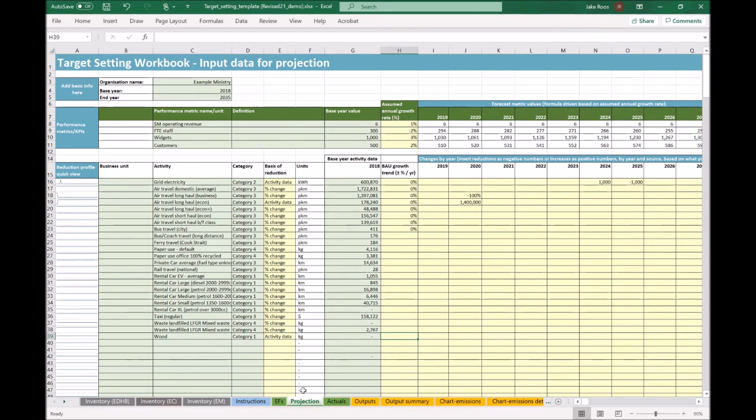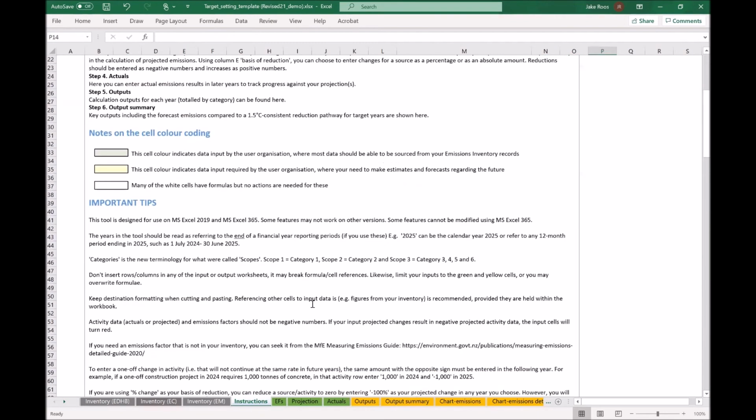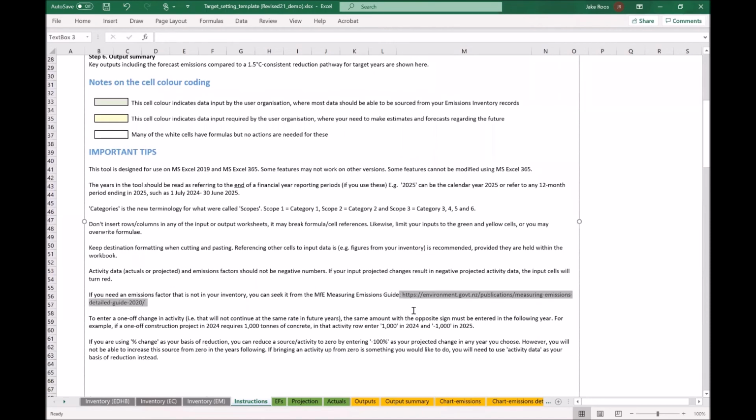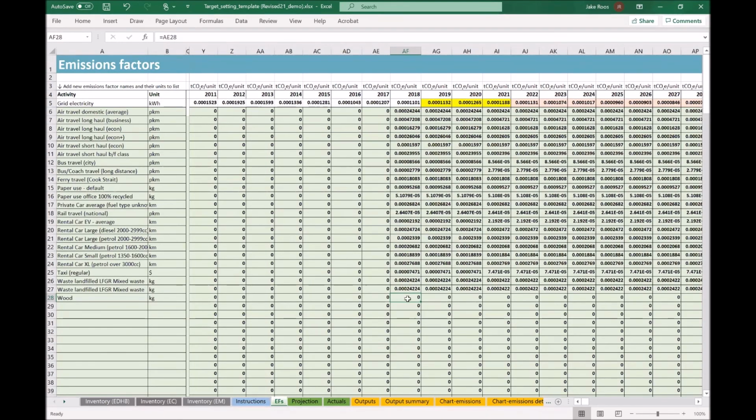Now, where should you get your emissions factors from if they're not already in your inventory? Well, I recommend the Measuring Emissions Guide published by the Ministry for the Environment, and there is a link to that here in the instructions. So that's where you can seek out your emissions factors if you don't have them, and then you can plug them in here. Remember, the units are tons of CO2 per unit of whatever, not kilograms, so there might be a times 1,000 issue that you need to look out for.